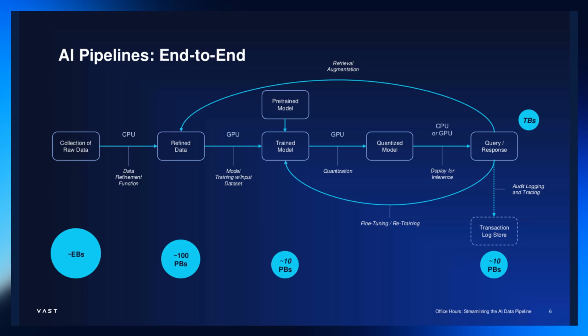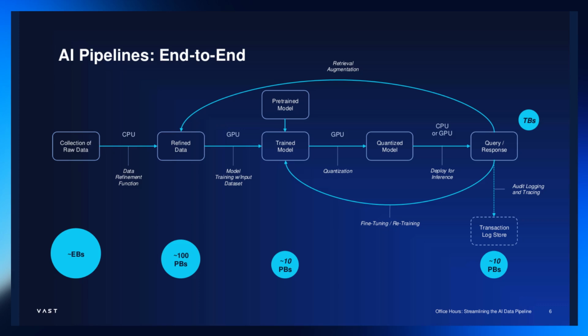And then you'll notice this sort of dotted line transaction log store down on the bottom right. This is actually really important. This is for your audit logging and your tracking. So how do you know how answers were gotten to, right? Like how do you get to those answers? That all needs to be tracked. And so that is actually a lot of data.